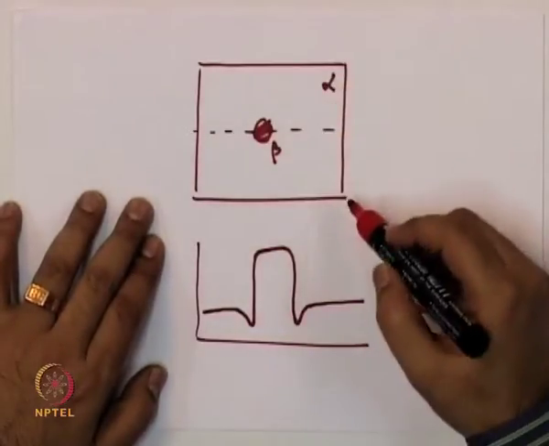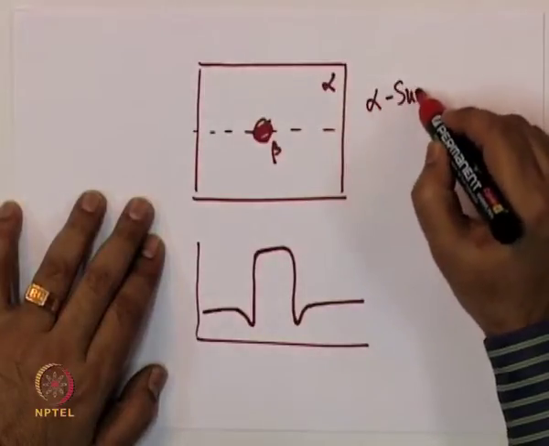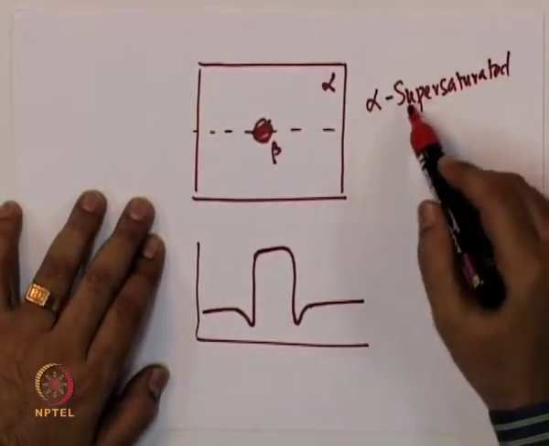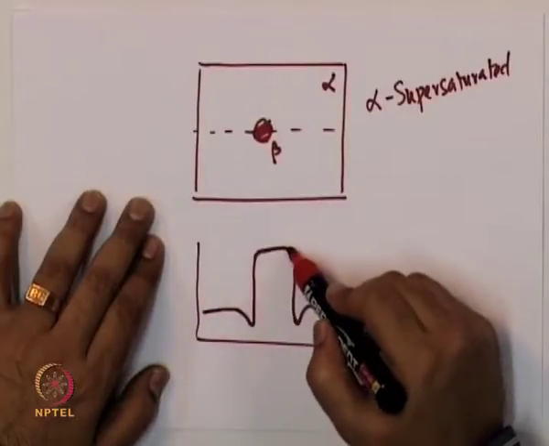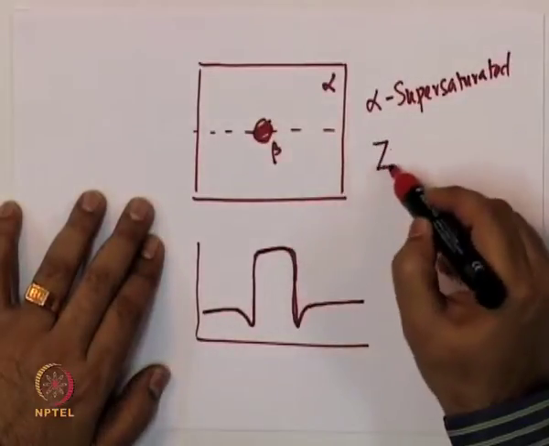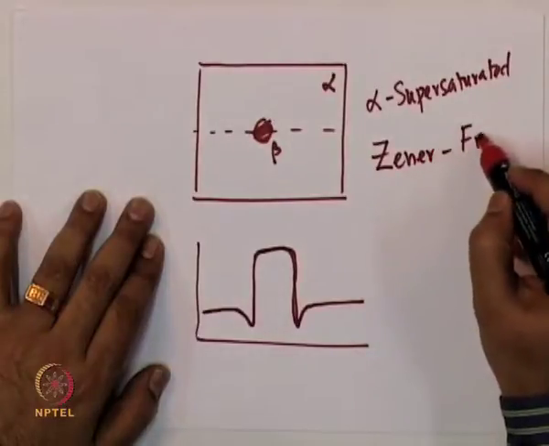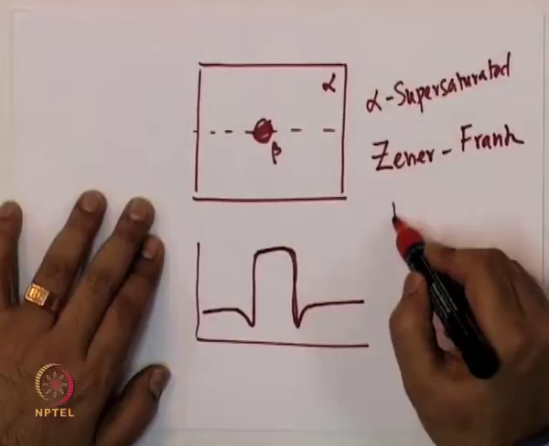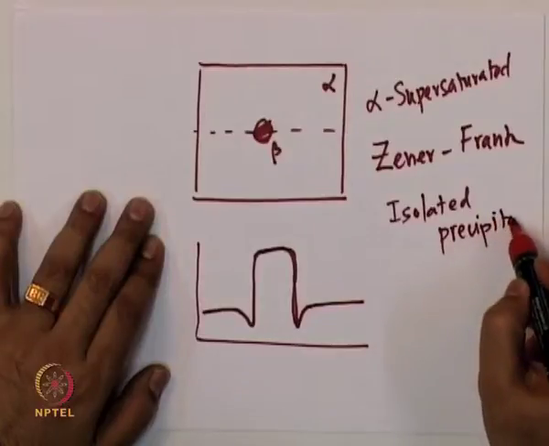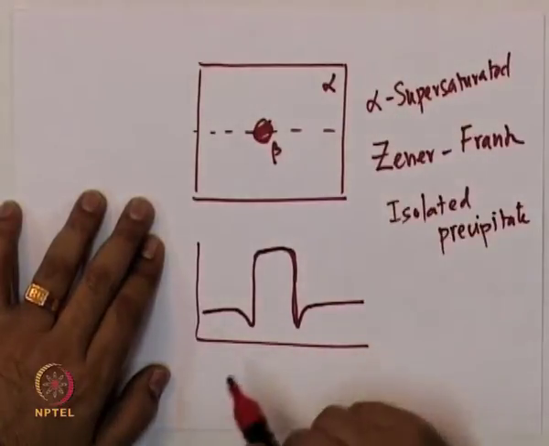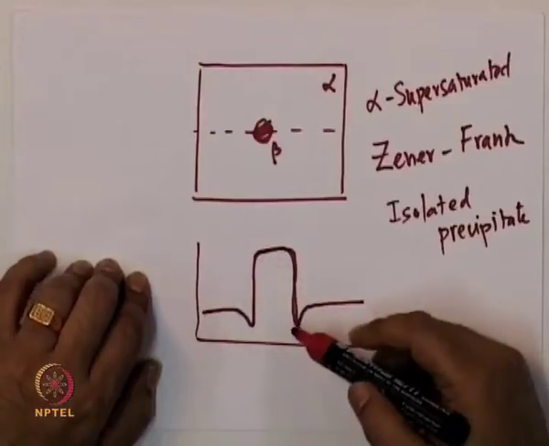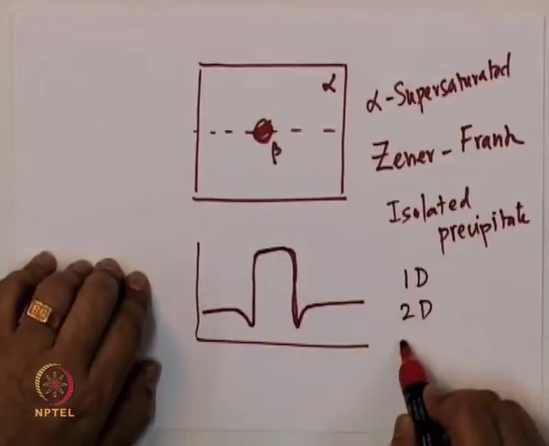So, I have a supersaturated matrix. So, alpha is supersaturated. By that what we mean is that it has more B than what equilibrium alpha would like to have, and you have this beta precipitate that is growing, and Zener and Frank assumed that you have an isolated precipitate that is growing in a supersaturated alpha matrix, and they came up with the expression for the growth rate of such precipitates in 1D systems, 2D systems and 3D systems.